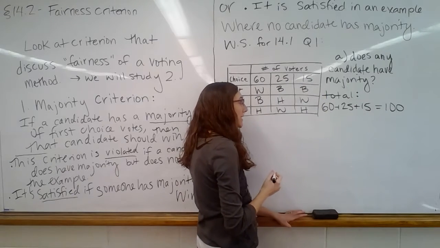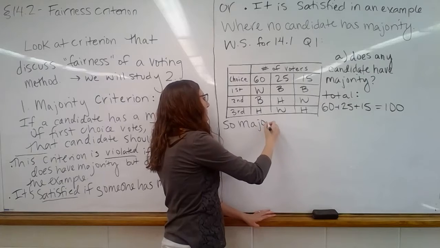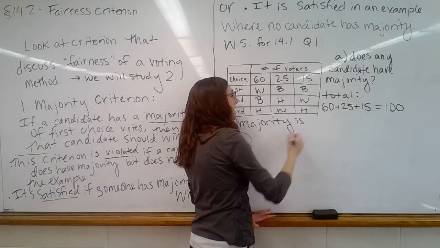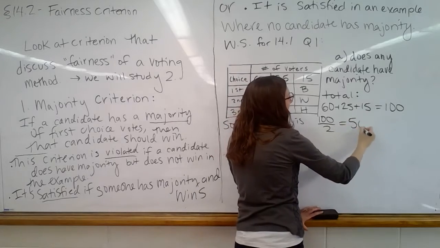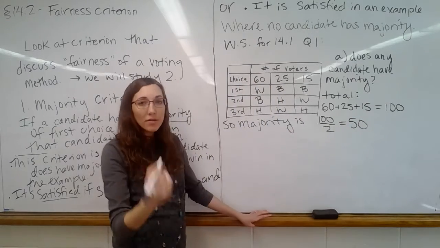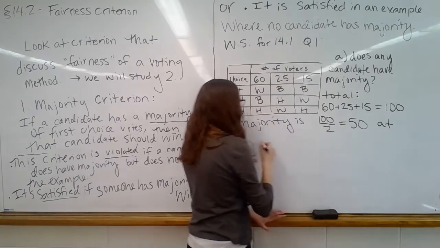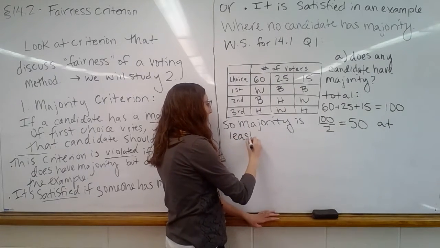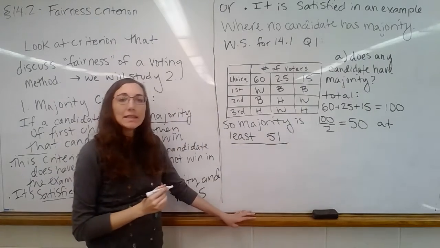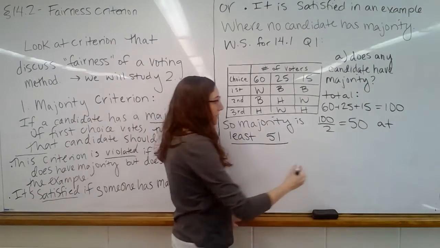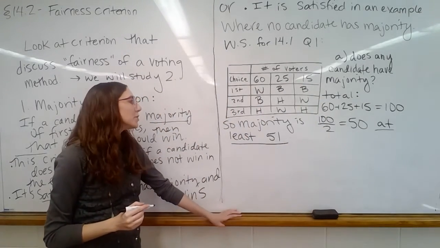So then majority is, we would take that 100 and divide it by 2, which is 50. And then remember, you need more than that. So we would need at least 51. So at least 51 for majority. And then we can take a look at, does anyone have majority?